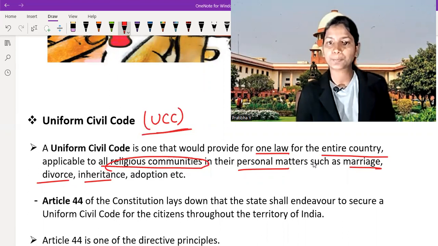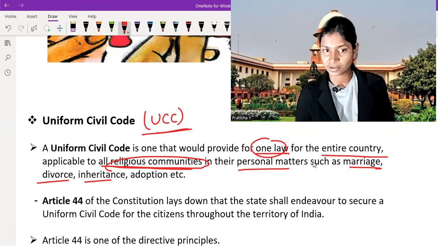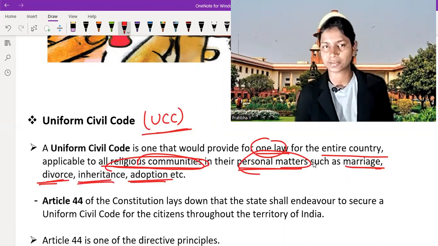So UCC provides one law for the entire country, applicable to all religious communities in their personal matters such as marriage, divorce, inheritance, and adoption. Remember, what are the personal matters of a human being? Their marriage, their divorce, their inheritance, and their adoption. There are other issues also, but the UCC caters to these important issues.